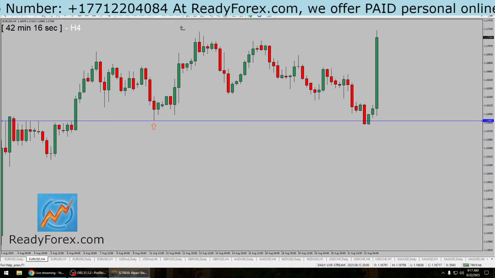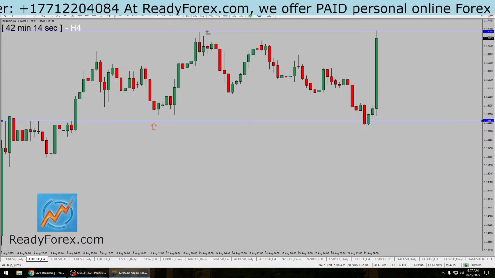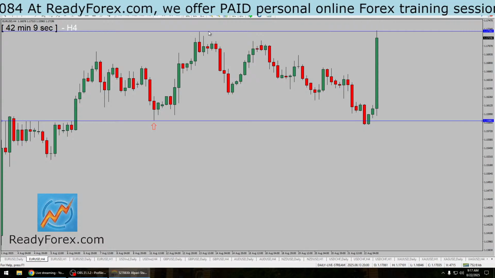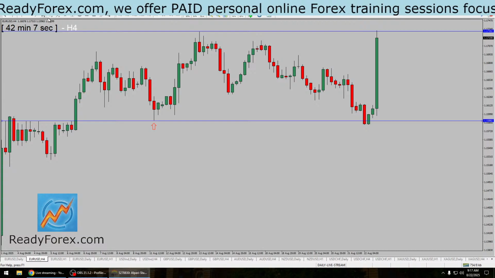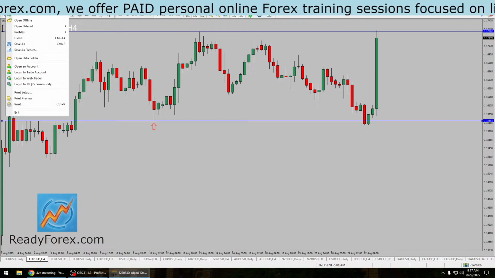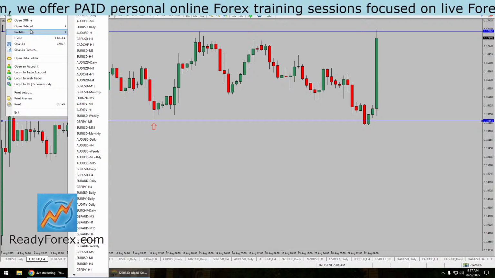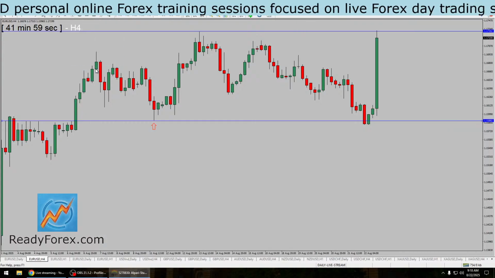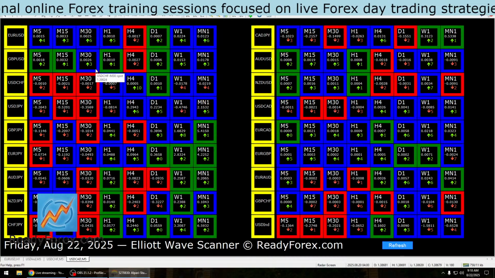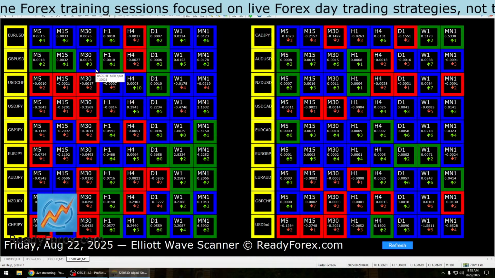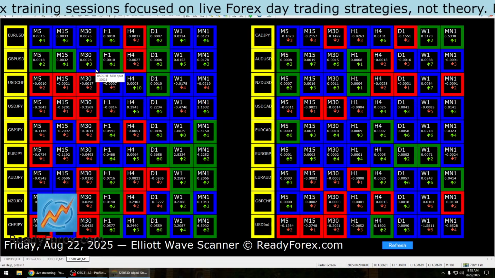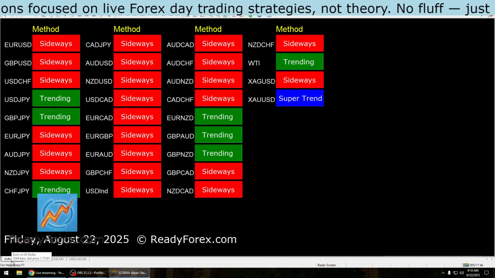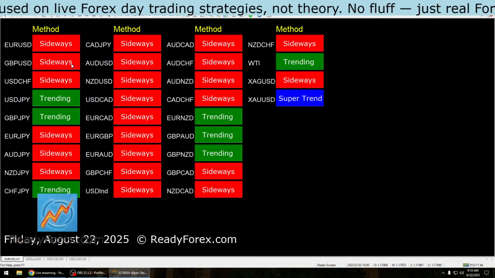So here's the high right over here, and what was the trading method? The trading method suggested for the euro dollar, let me go back to the radar screen. The suggested trading method for the euro USD, let's go over to the radar screen. So sideways right up here.